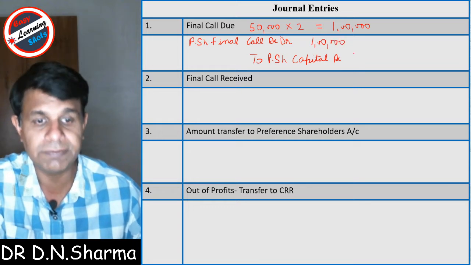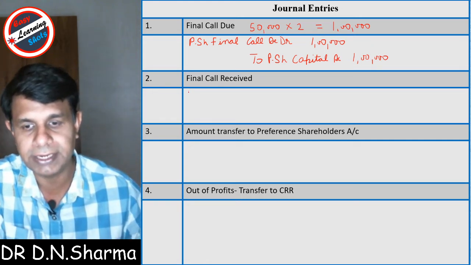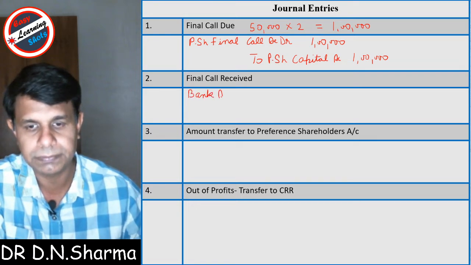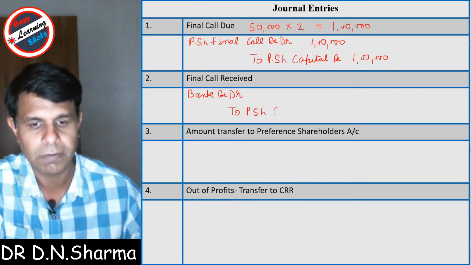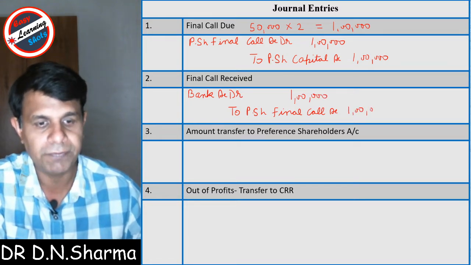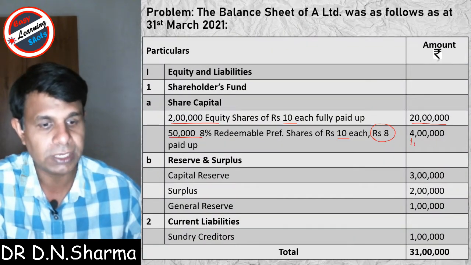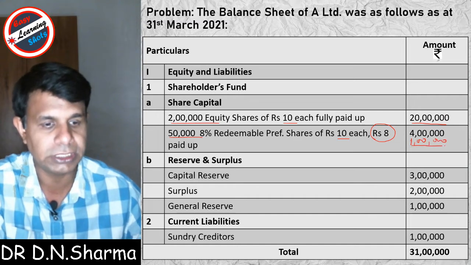Now when the company receives the final call, the bank balance of the company is increased, and when the bank balance is increased, we debit the bank account. So our entry is bank account debited to preference share final call account. Now the company received the final call of 1 lakh rupees. Now here the preference shares are converted from partly paid up to fully paid up, and preference share capital stood at 4 lakh plus 1 lakh, that is 5 lakh rupees. Now the company can easily redeem these preference shares because we have fully paid up preference share capital of 5 lakh.